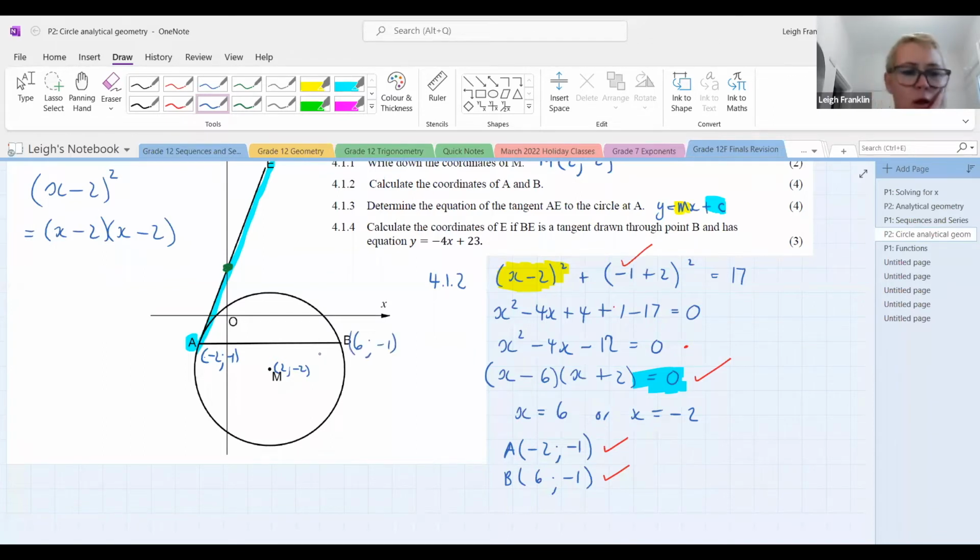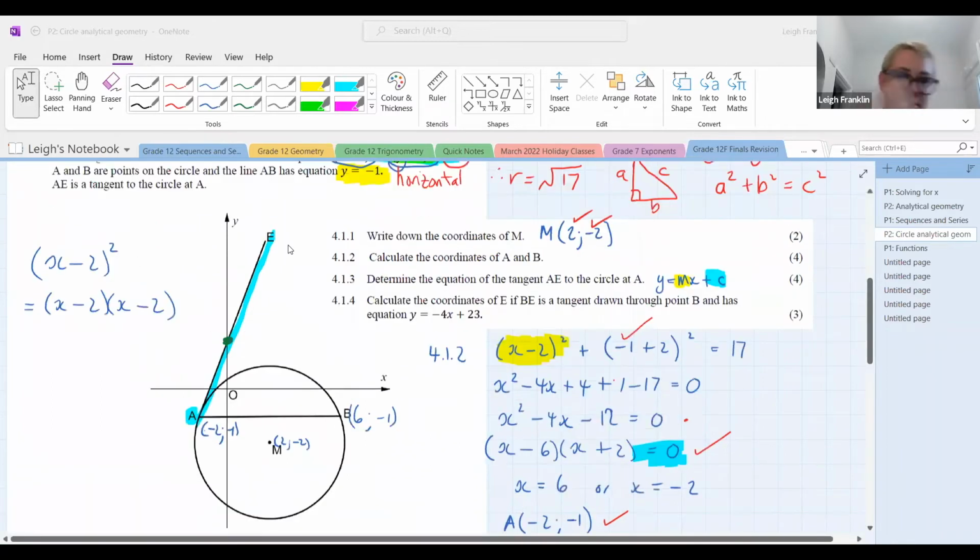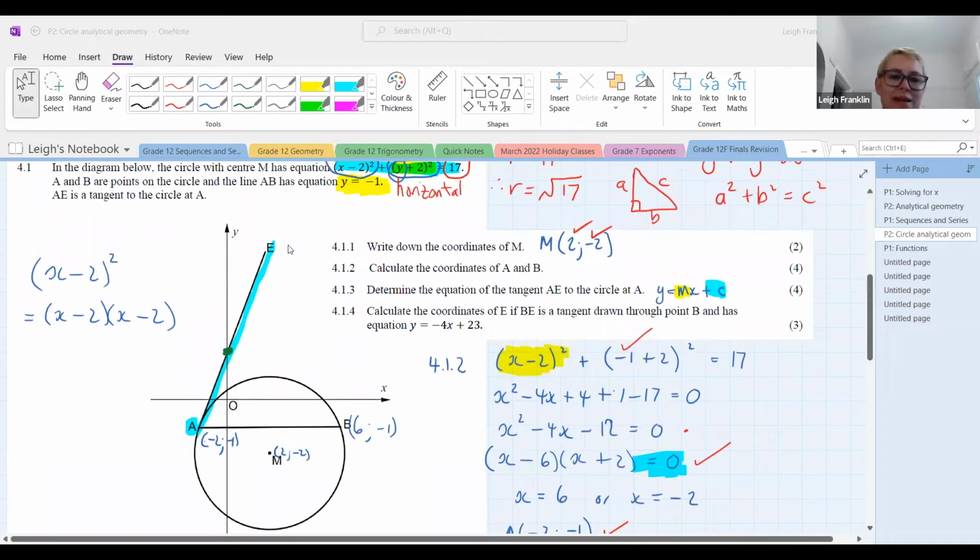The problem is using the gradient formula. Exactly, Diana. Using the gradient formula isn't going to help us in this case because we don't have the coordinates at E. We don't have the coordinates at E, so we can't use y2 minus y1 over x2 minus x1.